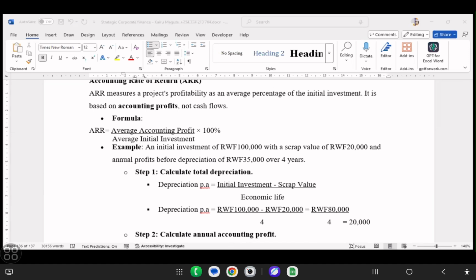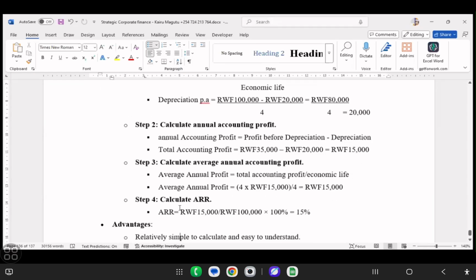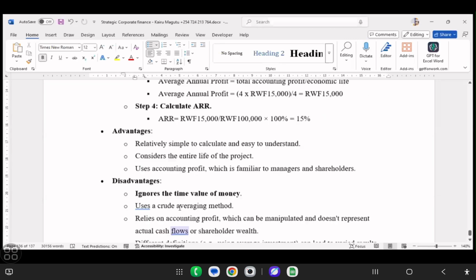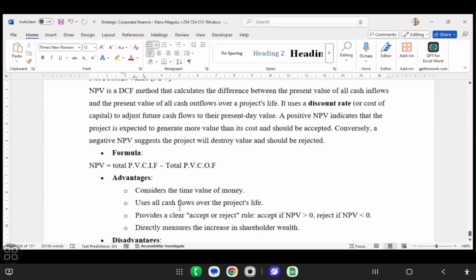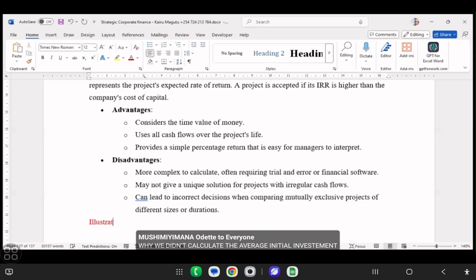Let us go to the discounted cash flow methods or the discounted cash flow techniques. And I want to explain this thing in a better way. Let me see what I'll do so that I can explain it in a little better way. Allow me to give an illustration that will explain. Illustration.